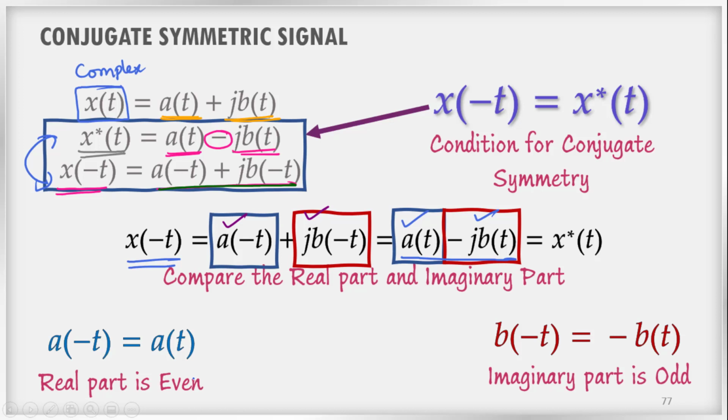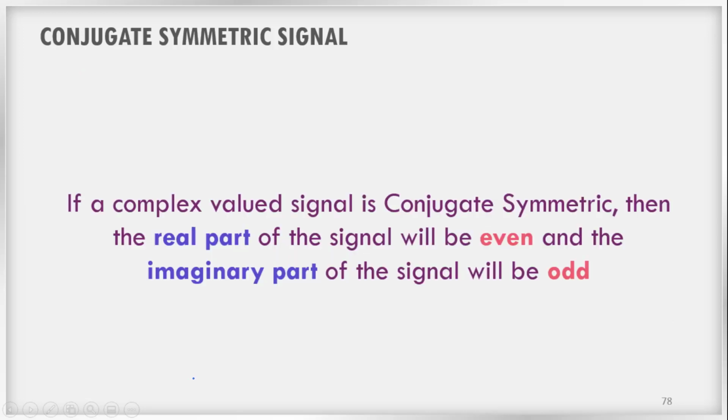From this, we can conclude that when a signal is conjugate symmetric, its real part will be even and imaginary part of the signal will be odd. Carefully analyze the definition. If a complex valued signal is conjugate symmetric, then the real part of the signal will be even and the imaginary part of the signal will be odd, right? So this is the basic idea of conjugate symmetric signal.